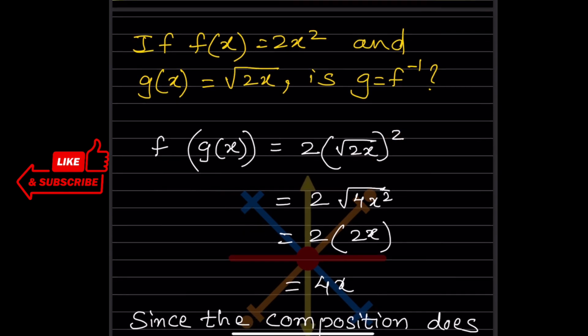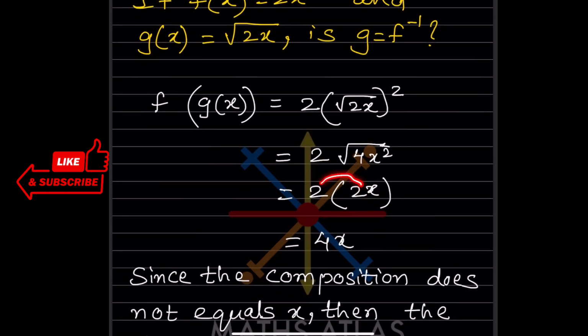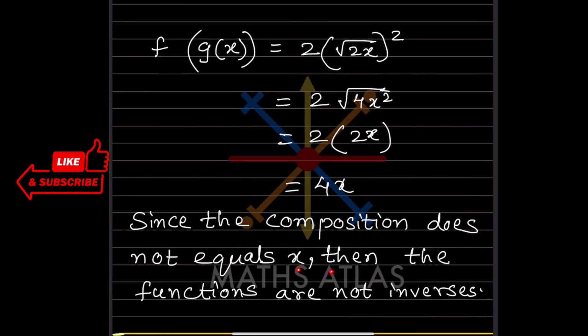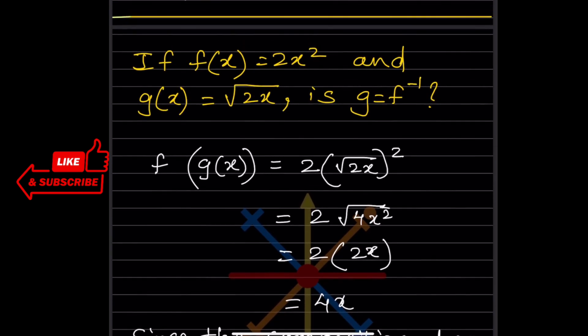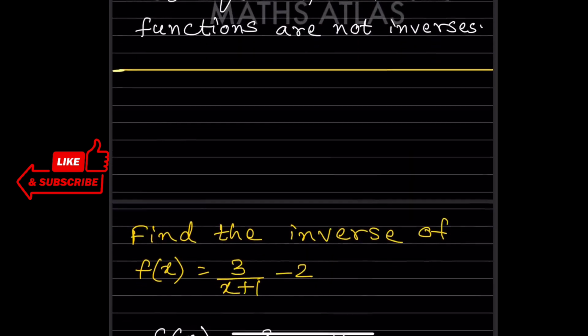So now what will happen here? This 2 is going to be as it is. When you square this one, it is going to be 2x square, that is going to be 4x square. So root of 4x square. Now when you take the root, because 4 is a perfect square and x square also, the root sign will go off, and that will be 2x. And this 2 is going to be as it is. So this is 4x. So now we can say, since the composition does not equal x, the functions are not inverses. They have asked whether it is inverse, so they are not inverses.